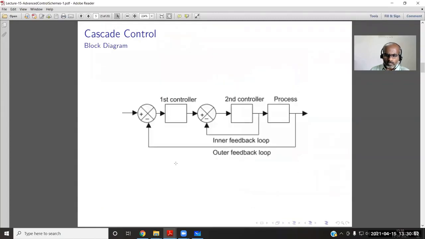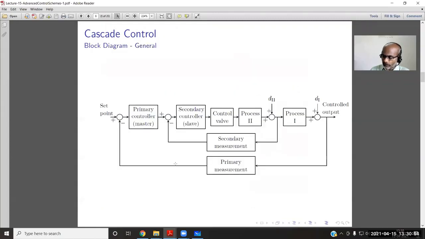Okay. Only this kind of qualitative treatment will be given for this cascade control. For the problem, we'll be asking you to reduce the block diagram and obtain the overall closed loop transfer function.